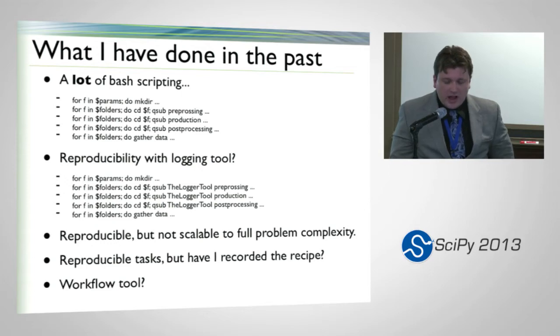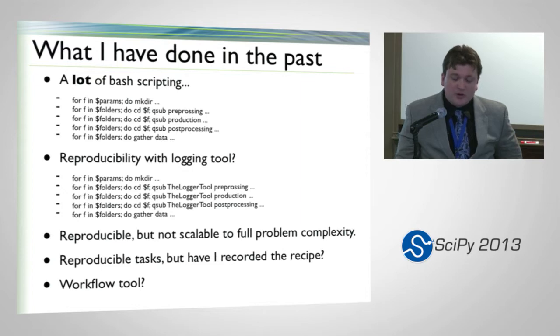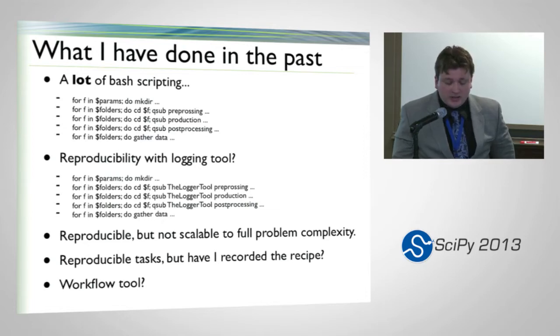So how did I used to do things? Well, I did a lot of bash scripting. However many parameters I wanted to explore, I made a directory. And within that directory, I did my pre-processing, production, and post-processing steps, and then gathered my data. If I simply wanted to make my work reproducible, some people might recommend just logging what I've done. And it's true, that probably would improve reproducibility. However, it doesn't take me out of the equation. So if I want to expand the parameters that I'm exploring, it really isn't scalable from my perspective.